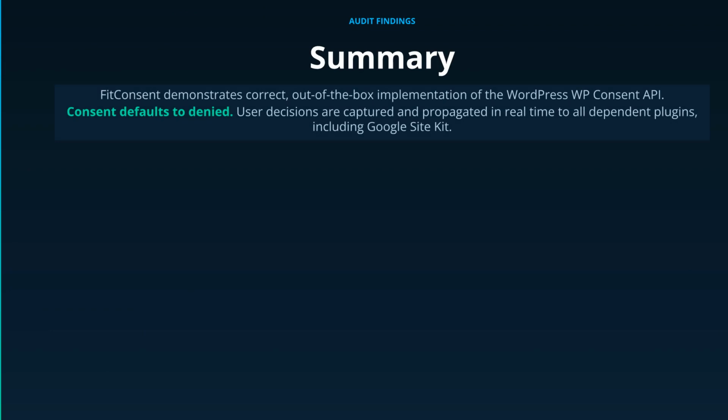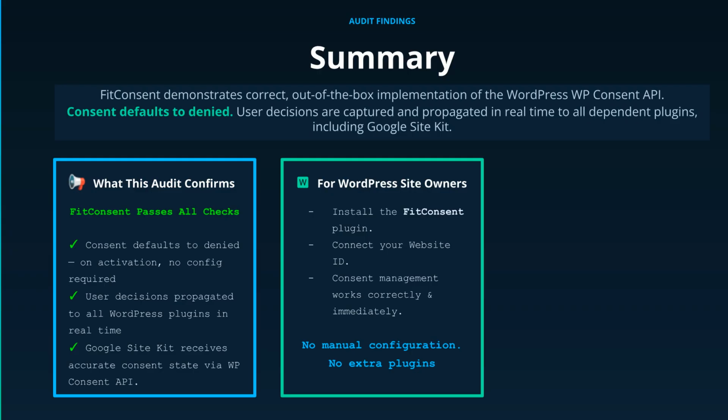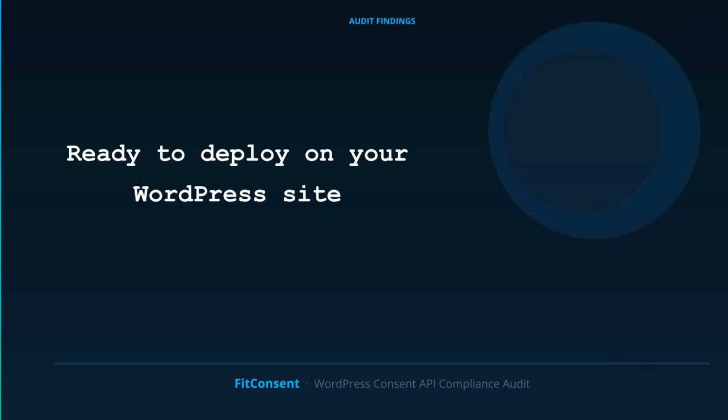FitConsent demonstrates correct, out-of-the-box implementation of the WordPress WP Consent API. Consent defaults to denied. User decisions are captured and propagated in real time to all dependent plugins, including Google SiteKit. For WordPress site owners, compliant consent management that works correctly on activation with no manual configuration. If you're a developer or website designer building on WordPress, this audit confirms that FitConsent checks every box. Consent defaults to denied, user decisions take effect instantly, and Google SiteKit stays in sync. Drop it into your WordPress site and consent is covered.